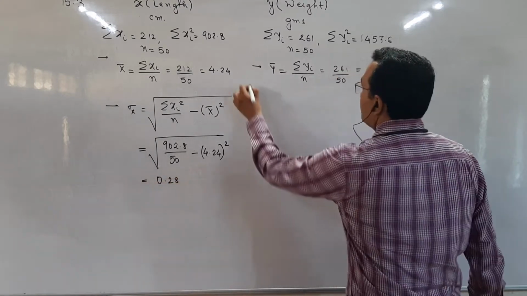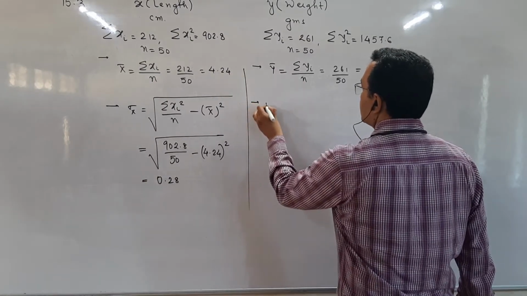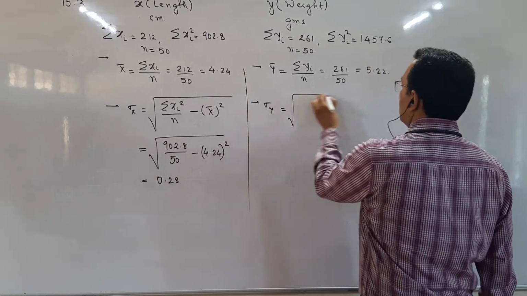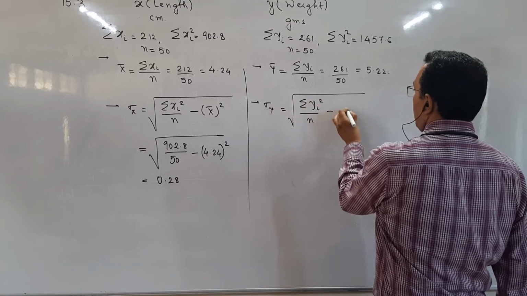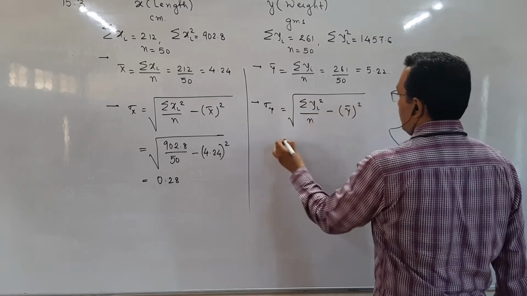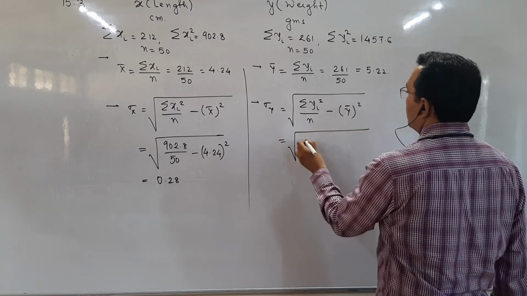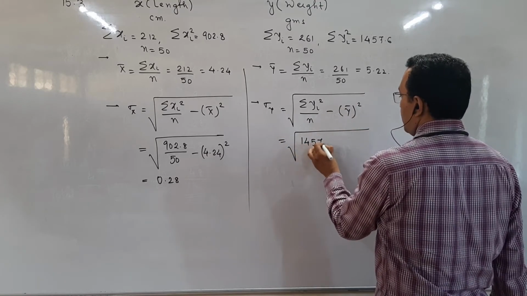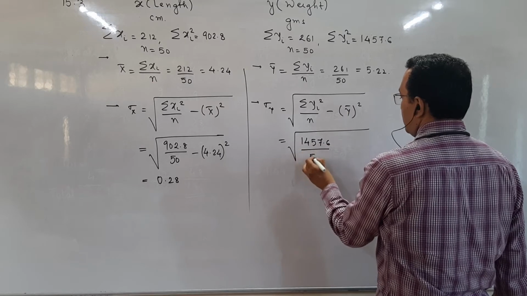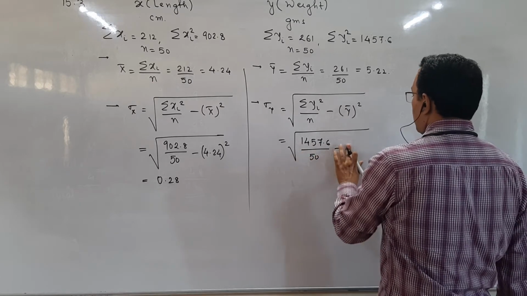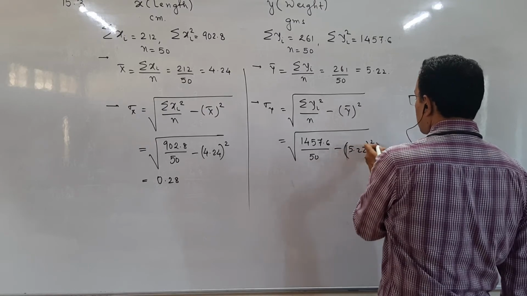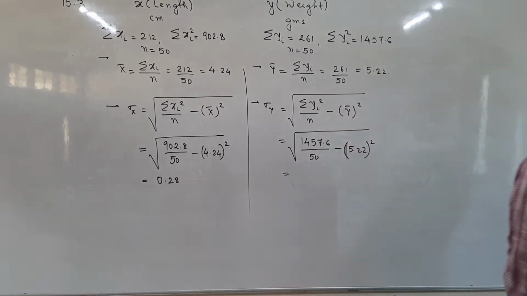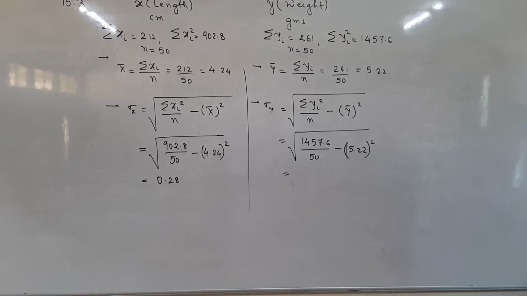Then students, same way we operate sigma y, which is under root of summation yi square upon n minus y bar square, and this is under root of 1457.6 upon 50 minus 5.2 the whole square. And students, this comes out to be 1.38.